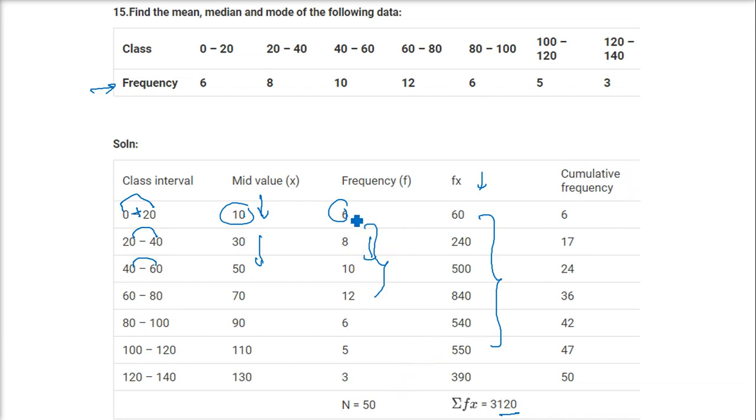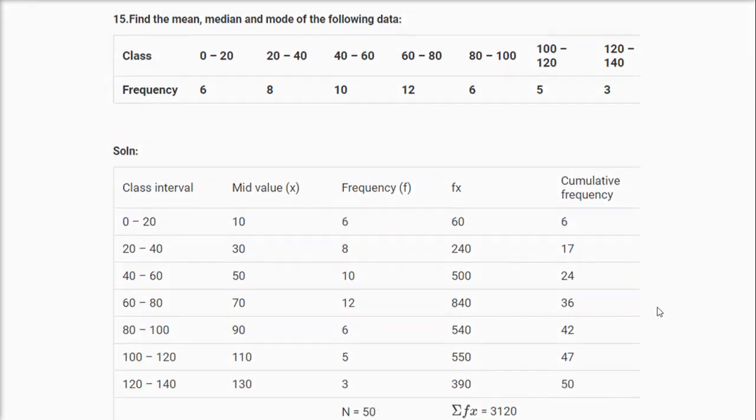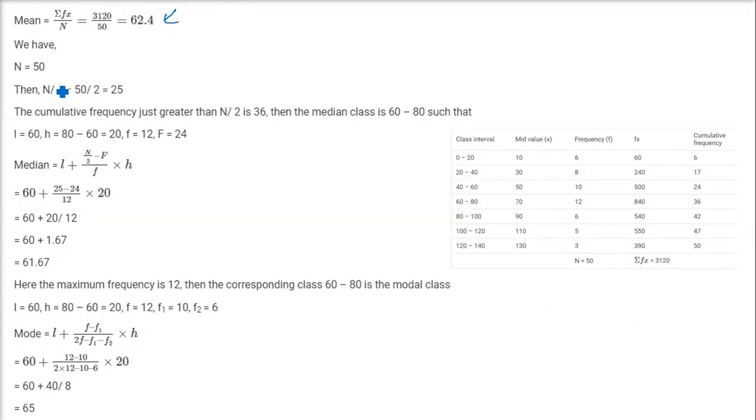Cumulative frequency is adding the previous frequencies, like 6 and 8 will be 6 plus 8, that is 14, 14 plus 10 is 24, 24 plus 12 is 36, likewise 36 plus 6 is 42, 42 plus 5 is 47, 47 plus 3 is 50. So this has to come equal to the sigma f, that is n, right? So sigma fx, this column has to be added, and sigma f is 50. So 3120 by 50 will be our mean. So this is our mean.